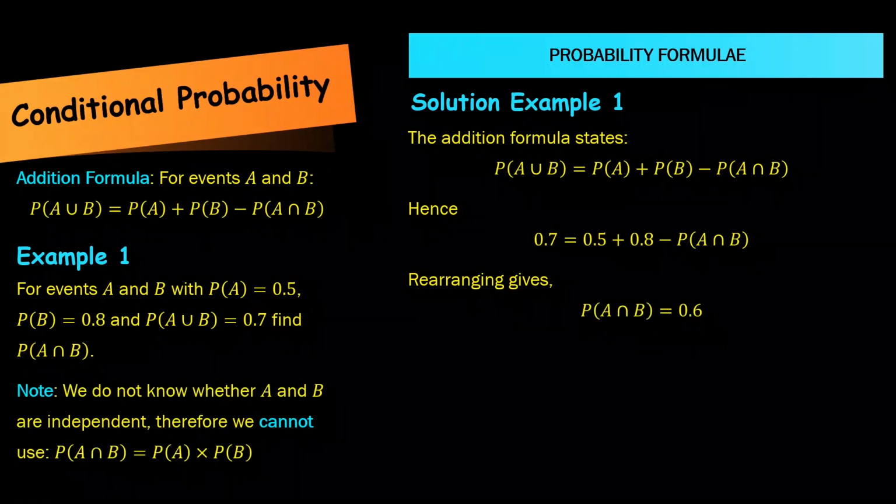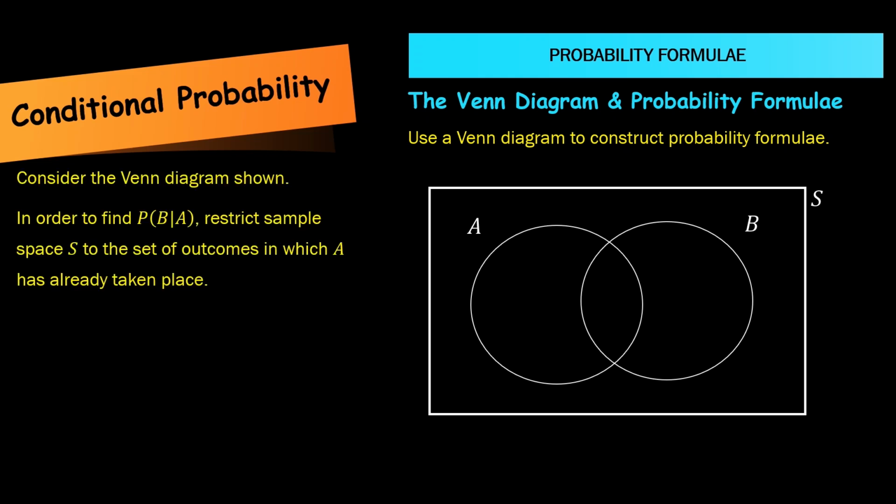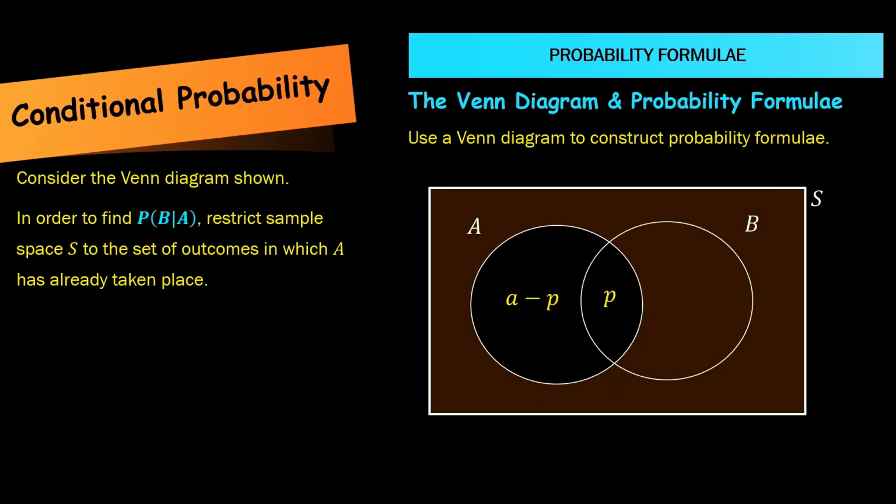We're going to use the Venn diagram again to help us construct another probability formula. In order to find probability of B given A, we need to restrict the sample space S to the set of outcomes in which A has already taken place. So, to find probability of B given A, let's restrict as shown.